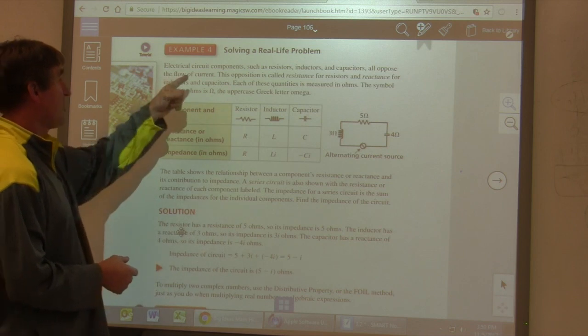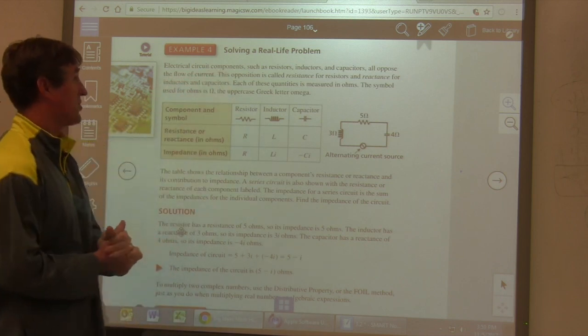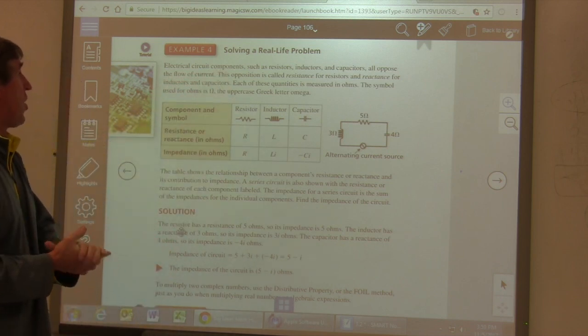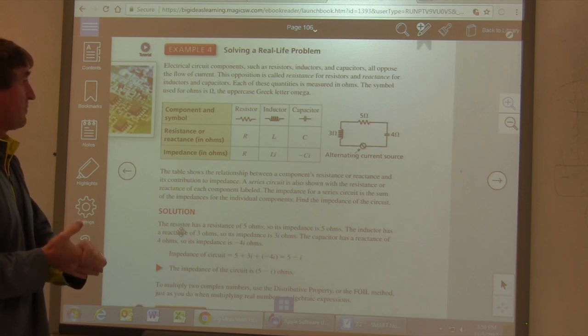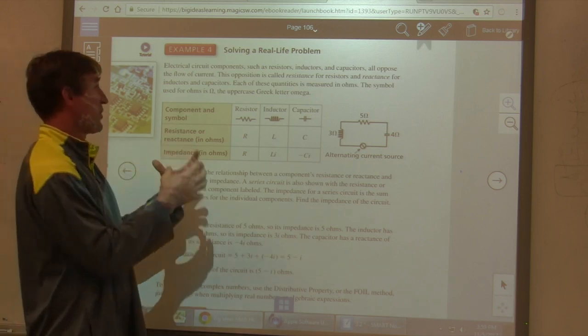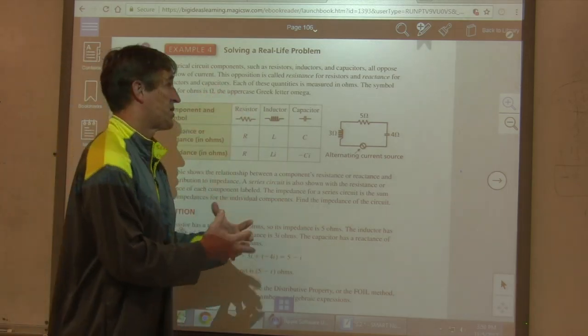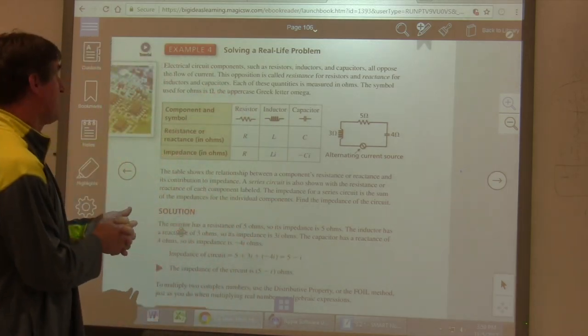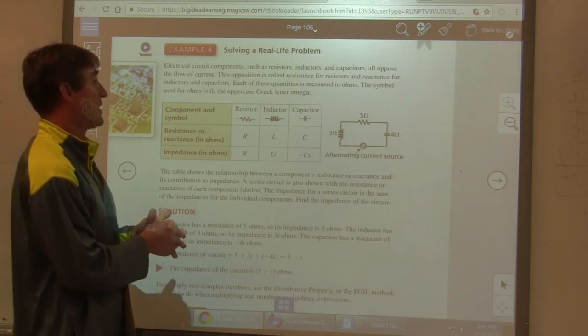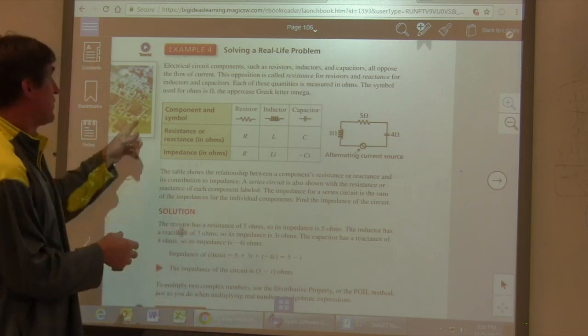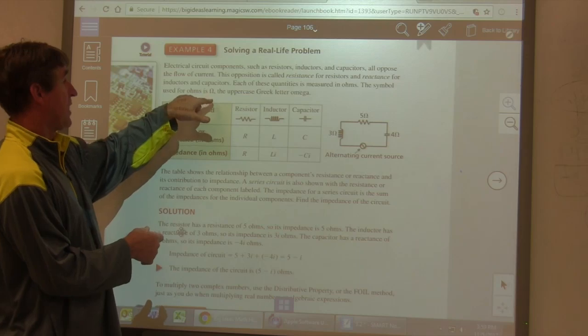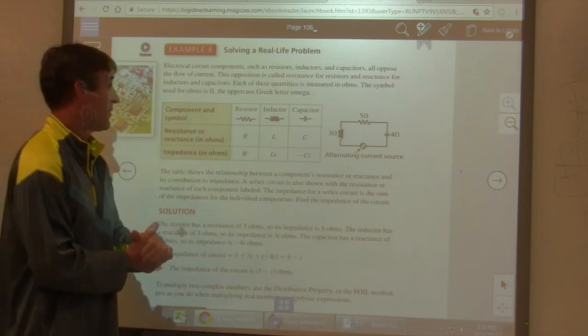And so it says the electrical current in circuit components such as resistors, inductors, and capacitors all oppose the flow of current. Okay, so they restrict it. This opposition is called resistance for resistors and reactance for inductors and capacitors. Each of these quantities is measured in ohms. The symbol used for ohms is the Greek uppercase omega letter.